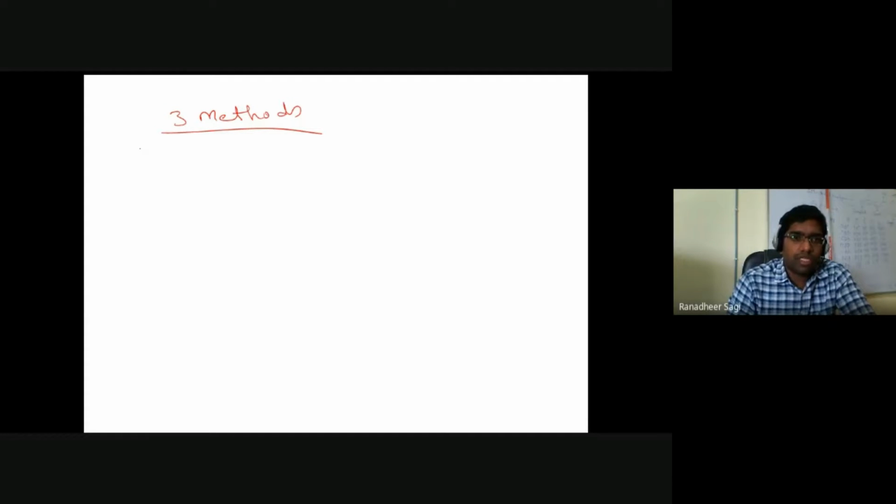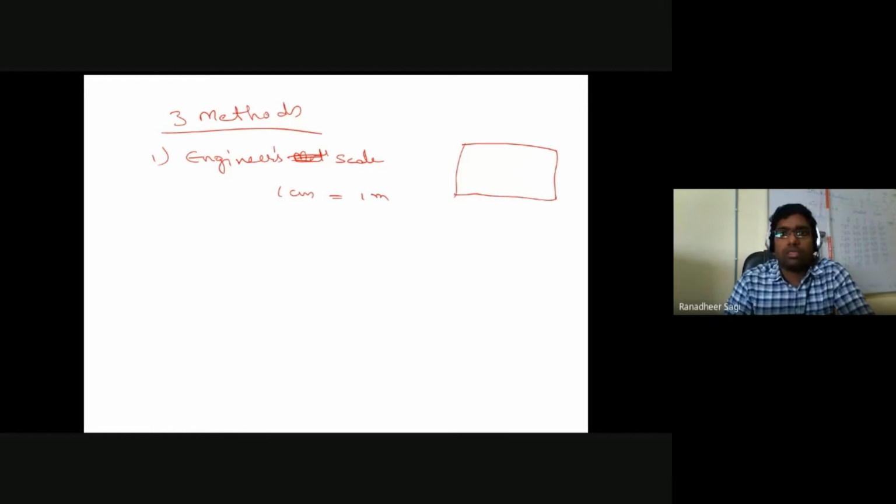One such method is what we call the engineer's method, or engineer's scale. In the earlier discussions, whenever we said 1 centimeter is equal to 1 meter, we were trying to represent all the objects that we see in the field. For example, I have a tree, some house, or some building.